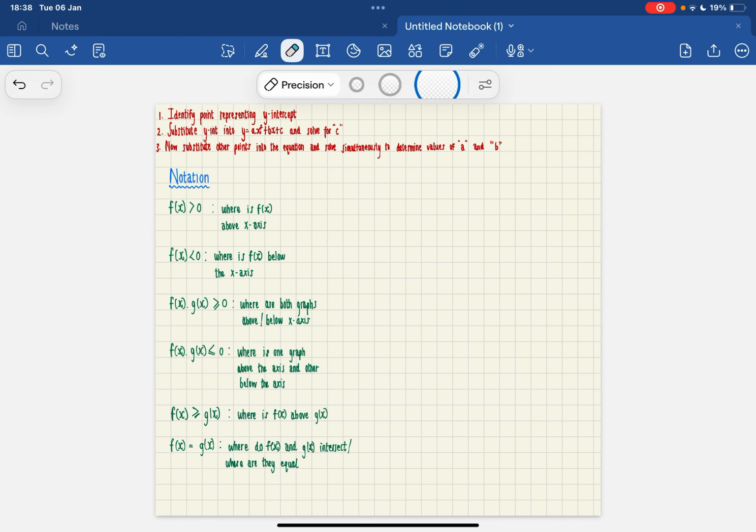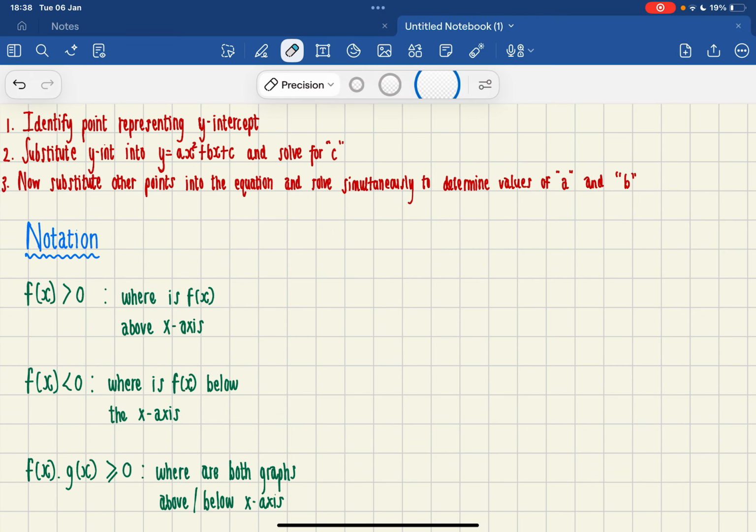So essentially what would happen is you'd identify the point representing the y-intercept. And remember the y-intercept is where x is equal to 0. You'd substitute your y-intercept into y is equal to ax squared plus bx plus c, and solve for c. Now, substitute the other points into the equation and solve simultaneously to determine the values of a and b. That will be shown to you as we move along.